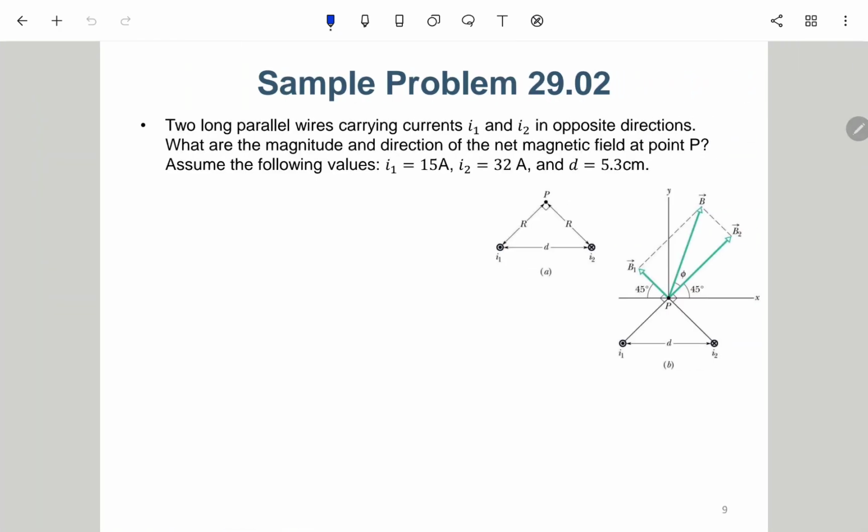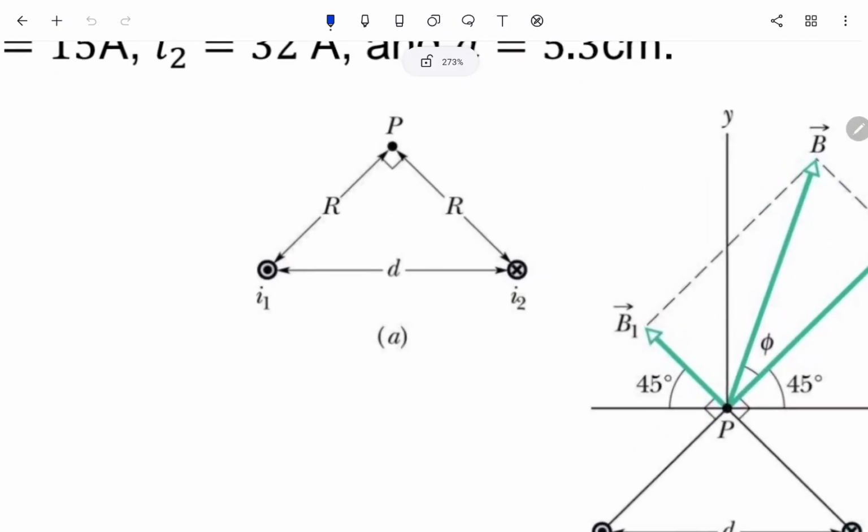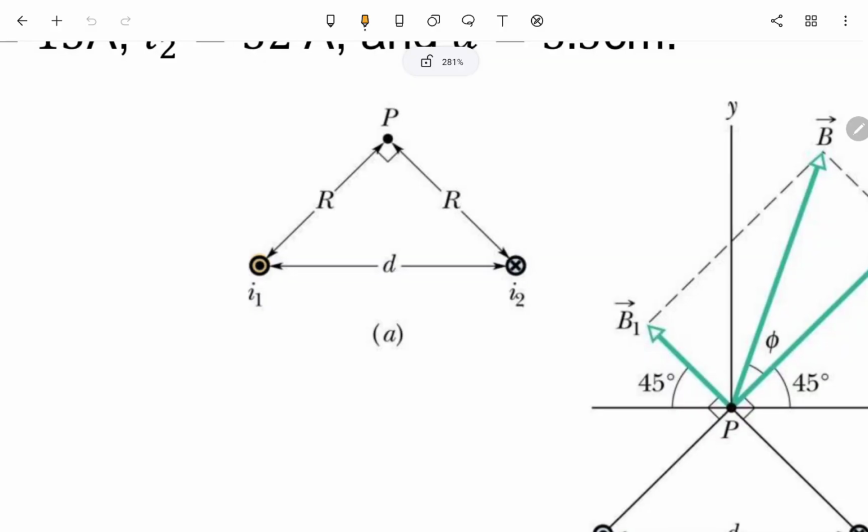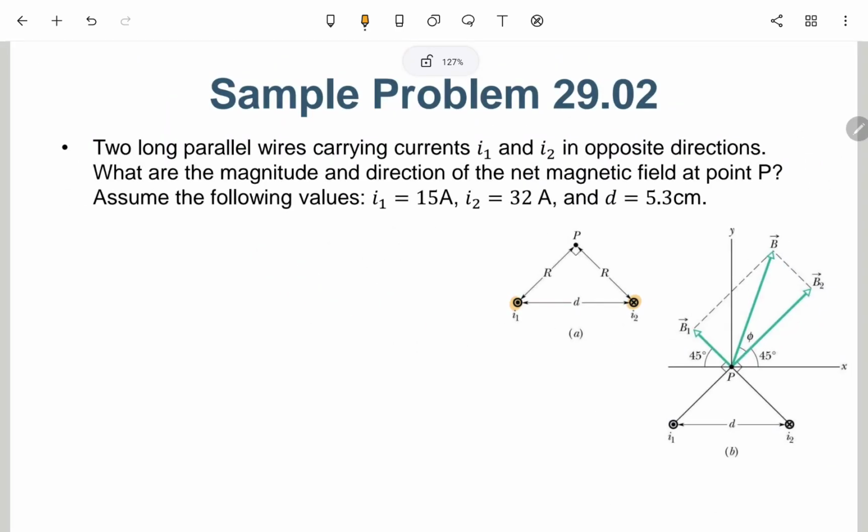And then here we have another one. It says two long parallel wires carrying currents I1 and I2 in opposite directions. This figure shows I1 is pointing out of the page, I2 is pointing into the page. What are the magnitude and the direction of the net B field at point P? Actually, this point. This is a right angle triangle. This side is R, and D, and using the Pythagorean theorem, you can quickly know that this is square root of 2 times capital R. So assume the following values for I1, I2, and D.